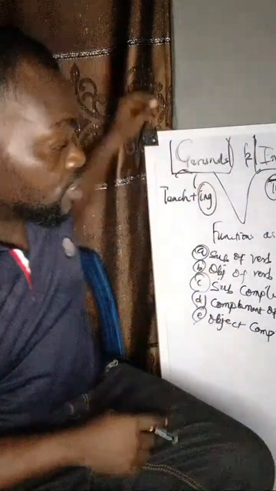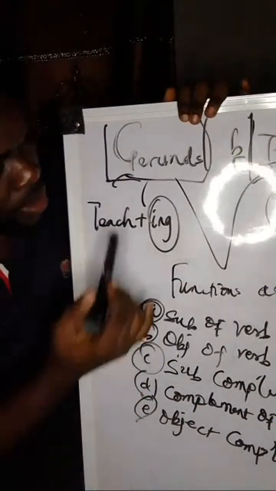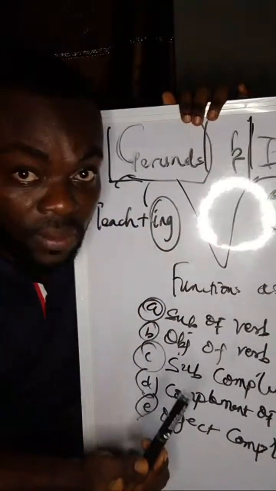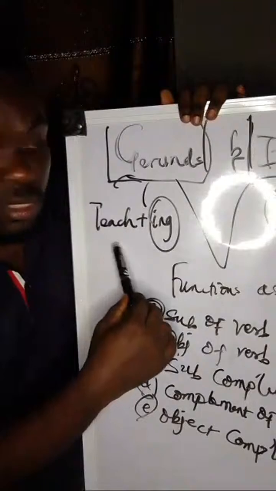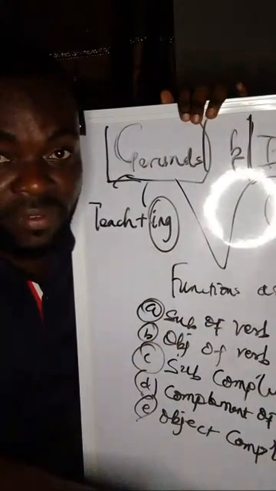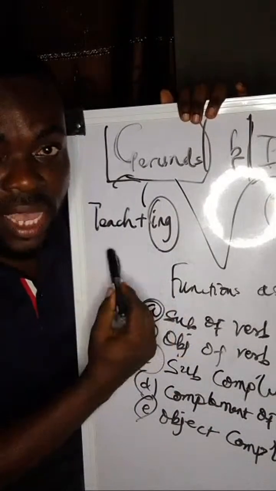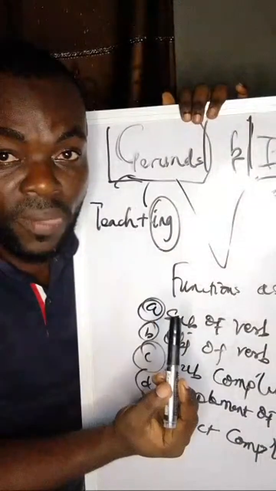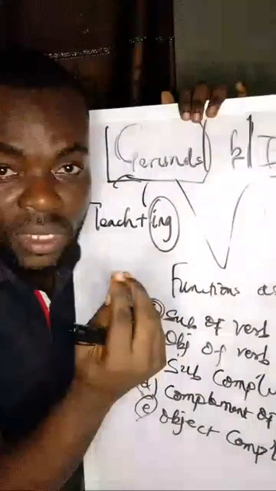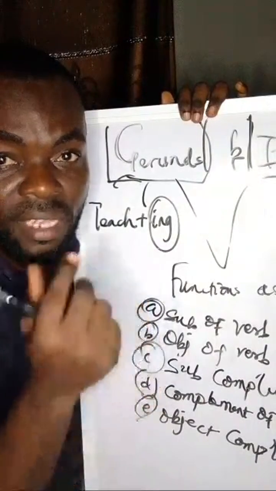Now I'll be giving an example on my board, so please pay attention. This is the gerund here. Are you with me? Now we have the main form of a verb, which is teach. When you have the suffix -ing attached to the main form of a verb, automatically we create a new word called teaching. And teaching, when used alone in a given sentence, occupying certain position, functions as a gerund.